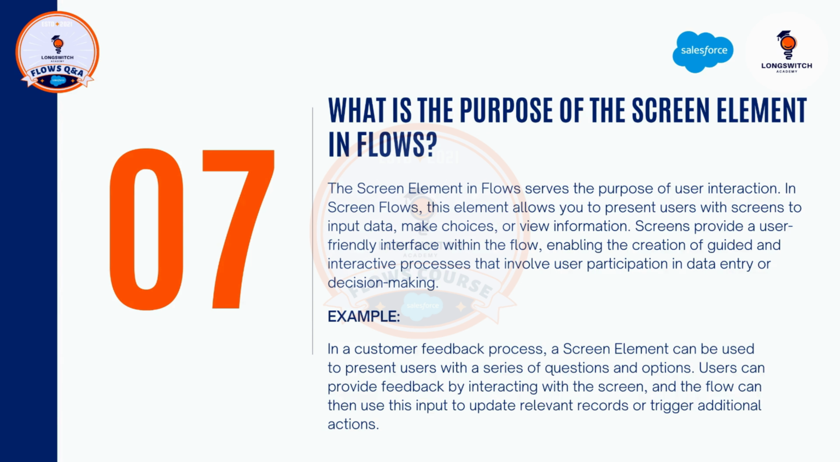For example, in a customer feedback process, a screen element can be used to present users with a series of questions and options. Users can provide feedback by interacting with the screen, and the flow can then use this input to update relevant records or trigger additional actions.